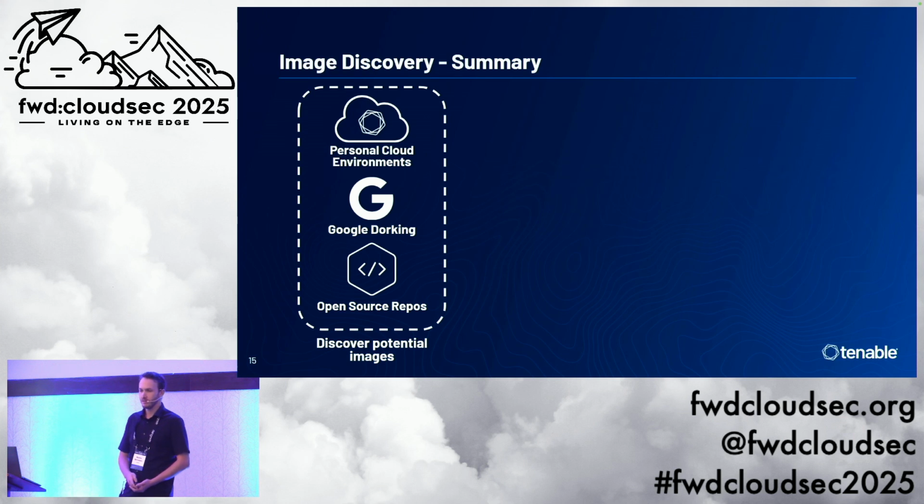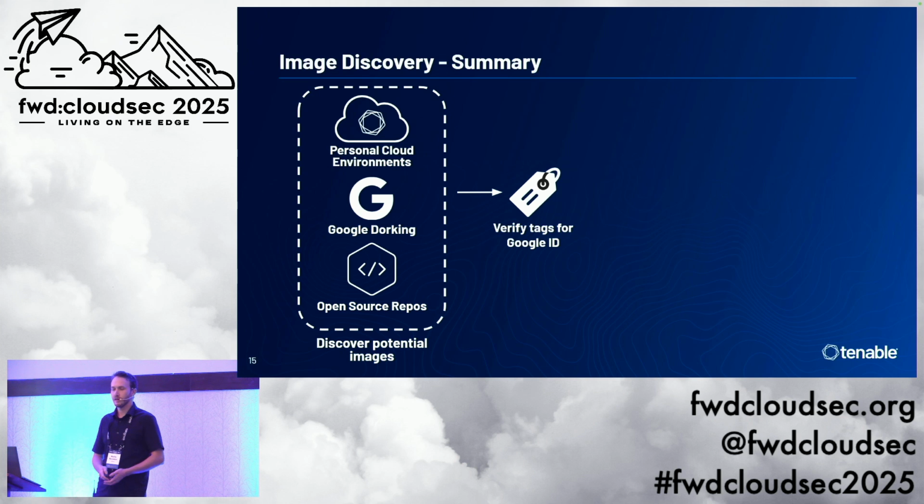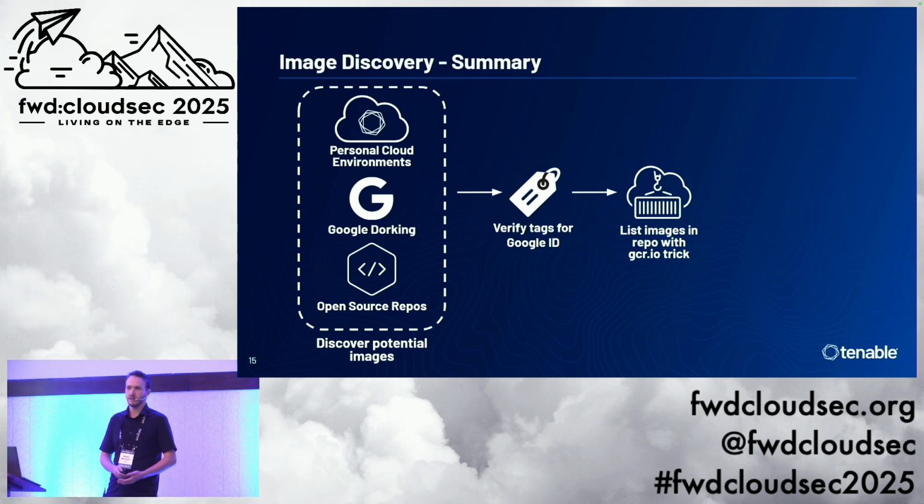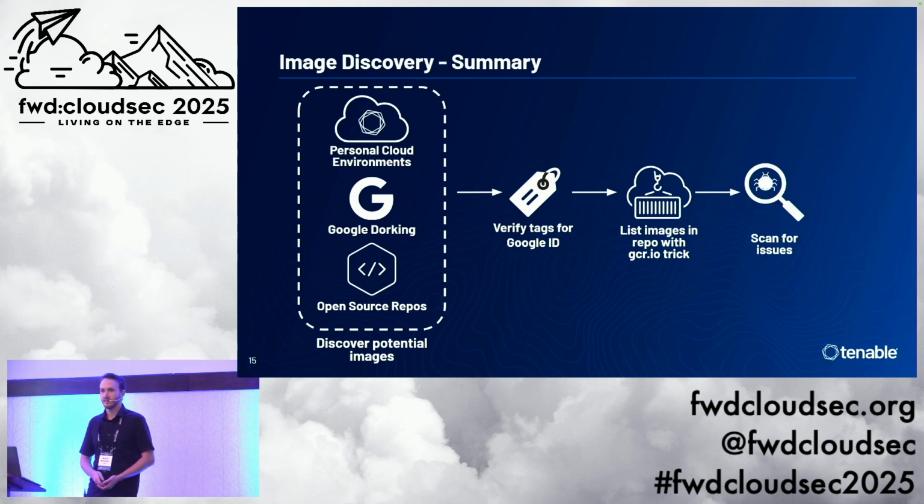Using all of the things that we learned up until now, we're able to create an image discovery and scanning pipeline. You start by discovering a potential image. You can do this through a variety of means, whether it be scanning your own personal cloud environments, looking it up on Google, or checking open source repositories and code. Once you found an image, you can verify that it actually belongs to Google and is maintained by Google, checking the organizational ID like we did with the tags. Once you find that it does belong to Google, you might want to try and find other images within the same project using the gcr.io trick, even if you don't have permissions to do so. And lastly, just scan and see what you find.